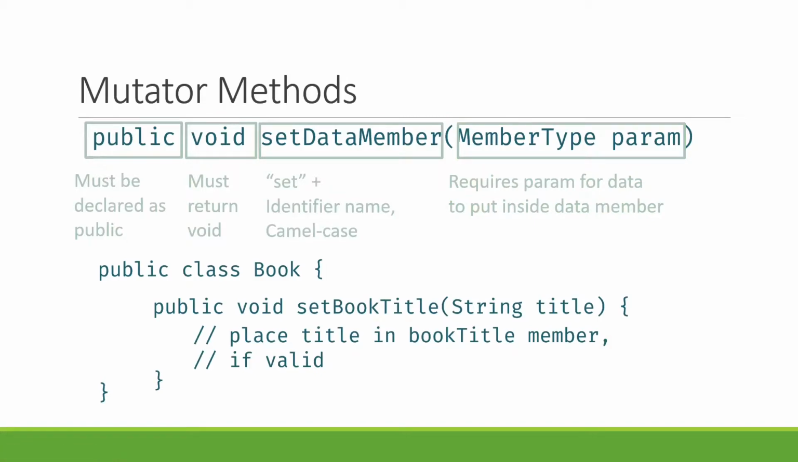For example, if you have a book class and it has a private string member called bookTitle, then the mutator method must be defined as public void setBookTitle, camel-cased, with a string parameter. In this case, I just called it title because I was running out of room. Because the methods always start with set, many programmers call mutators set methods or setters. I actually hate calling them setters, but you can call them setters if you like.